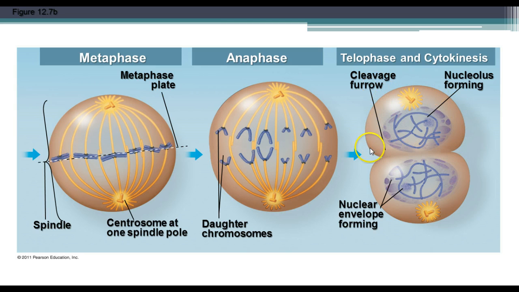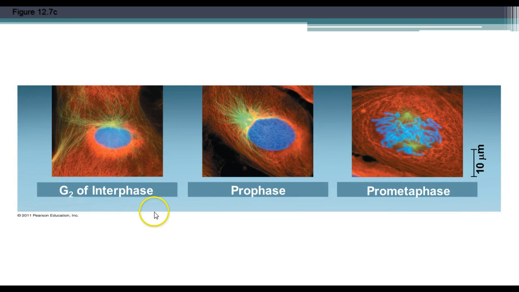In an animal cell, you see a cleavage furrow here that is caused by contractile proteins that will basically act like a drawstring, cutting the cell in half. These photographs are just the same thing that we just looked at in the pictures.